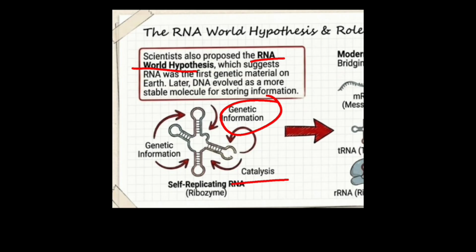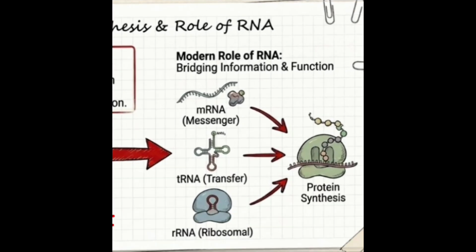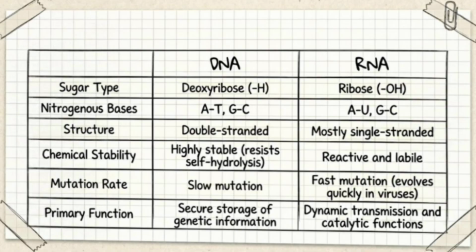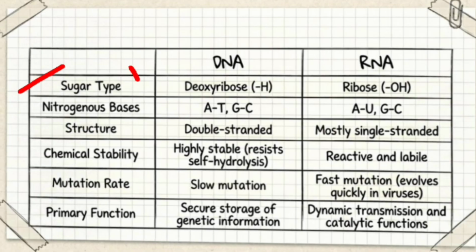It behaves like a catalyst. And RNA has majorly three types: mRNA, messenger RNA; tRNA, transfer RNA; and rRNA, ribosomal RNA. These three types of RNA can synthesize protein. So RNA is also important for protein synthesis. Let's discuss the difference between DNA and RNA again. Sugar type: DNA has deoxyribose sugar and RNA has ribose sugar. Nitrogenous bases: DNA has adenine, thymine, guanine, cytosine. RNA has uracil instead of thymine.